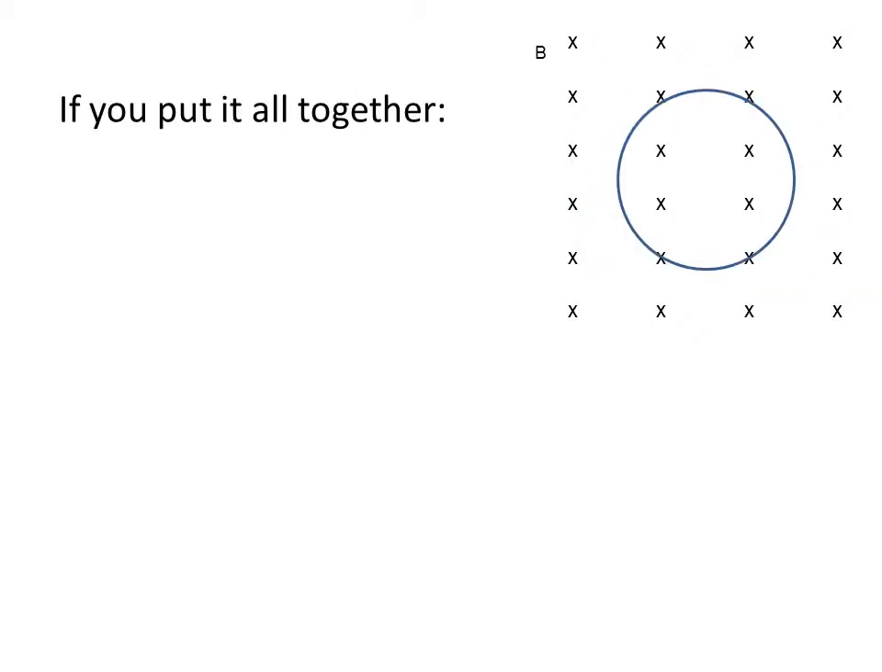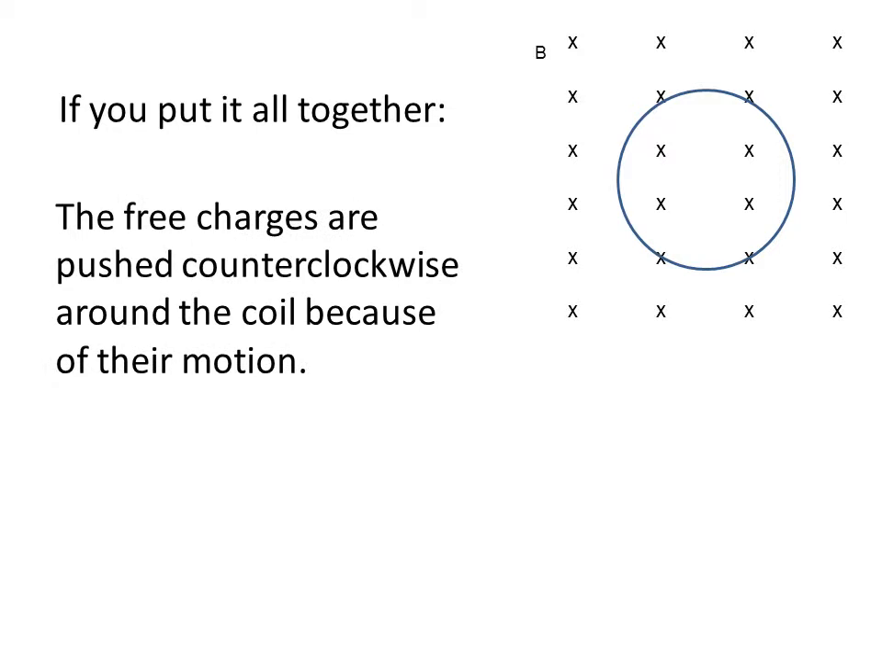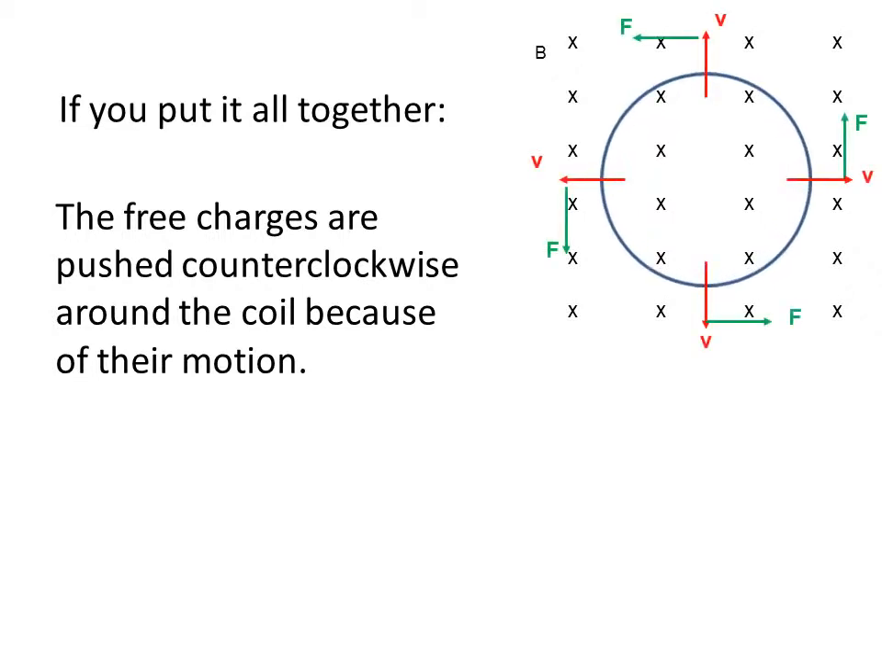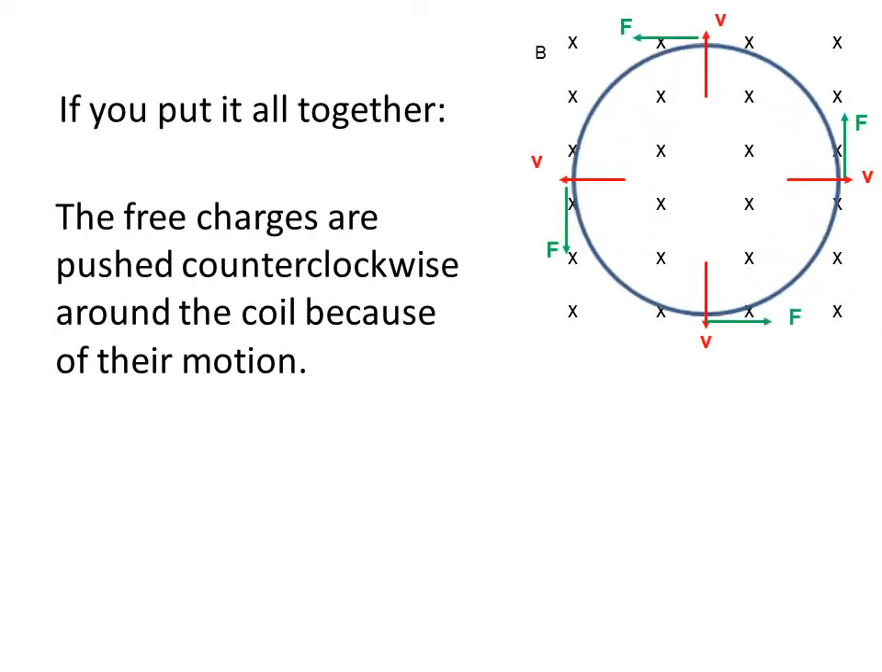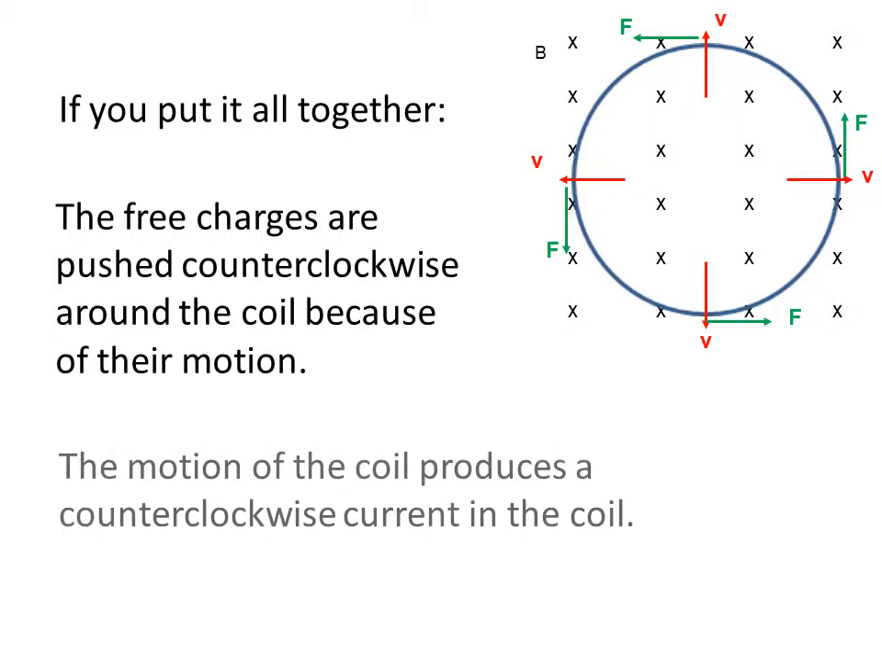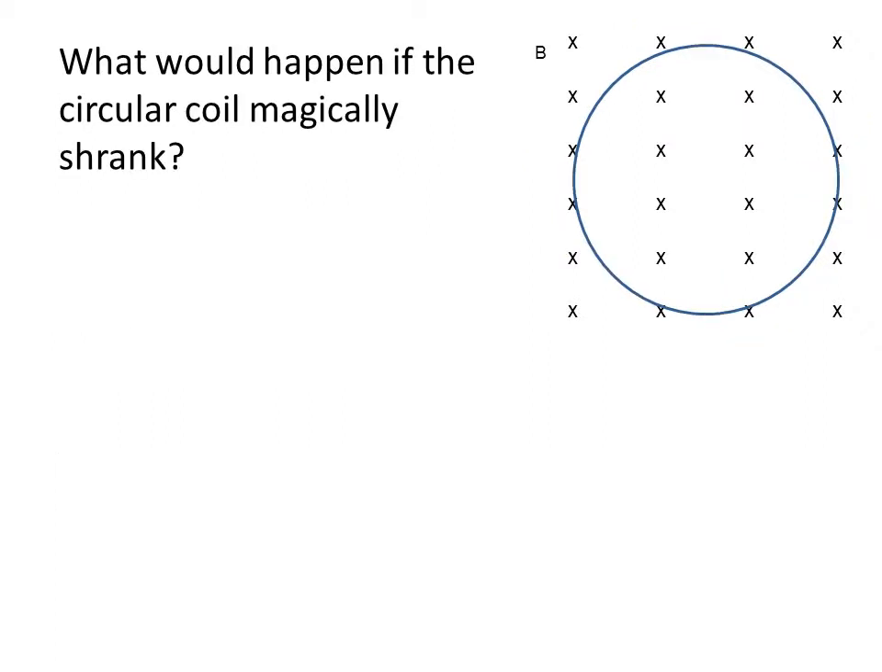If you put all these things together, you should see that the free charges are going to be pushed counterclockwise around the coil because the coil is moving. And look at any one of those red arrows and use the right-hand rule and see why we get the green force. What we get from this is a counterclockwise current because all the forces are pushing the charges to follow a counterclockwise path. It's almost like there's a battery hooked up to it. We do get a voltage.